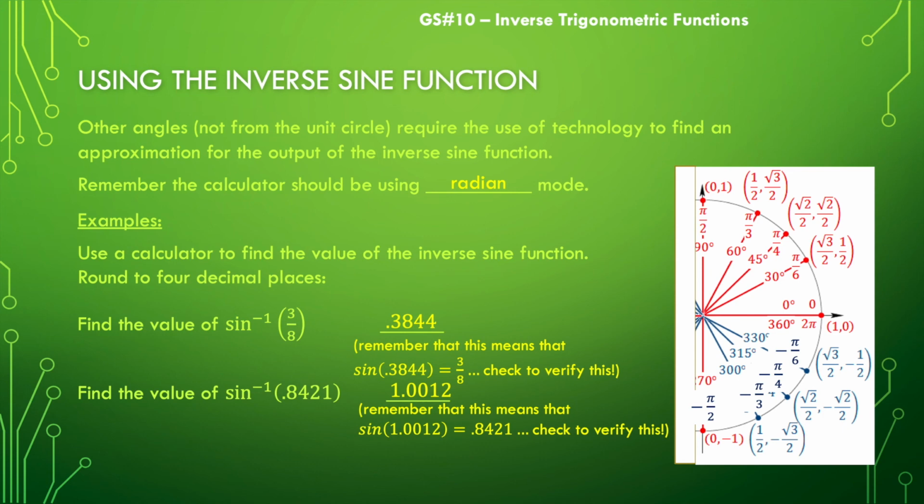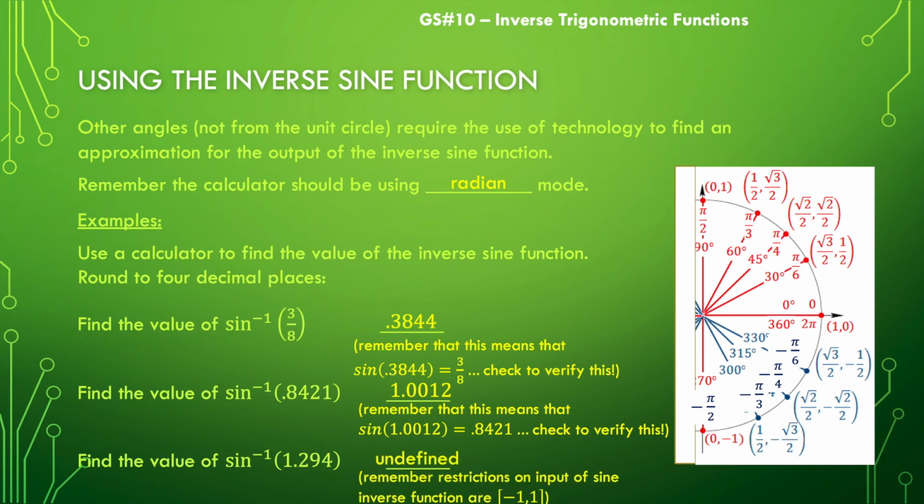For this last example, I'd like you to try it on your own. See what you get from your calculator. All right, find the value of sine inverse of 1.294. What did you get? So most likely you got an error, right? Because we need to remember that our restricted input for the sine inverse function is between -1 and +1. And this input is outside of that window, right? It's greater than 1. So no, you can't actually evaluate this, so there's no solution.